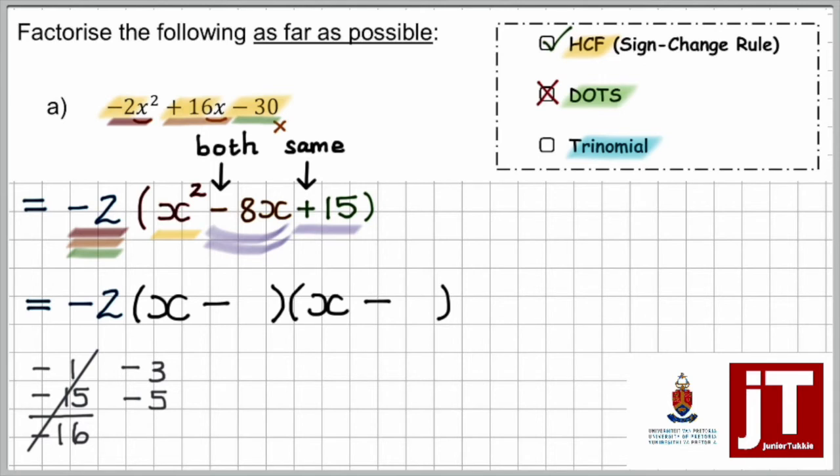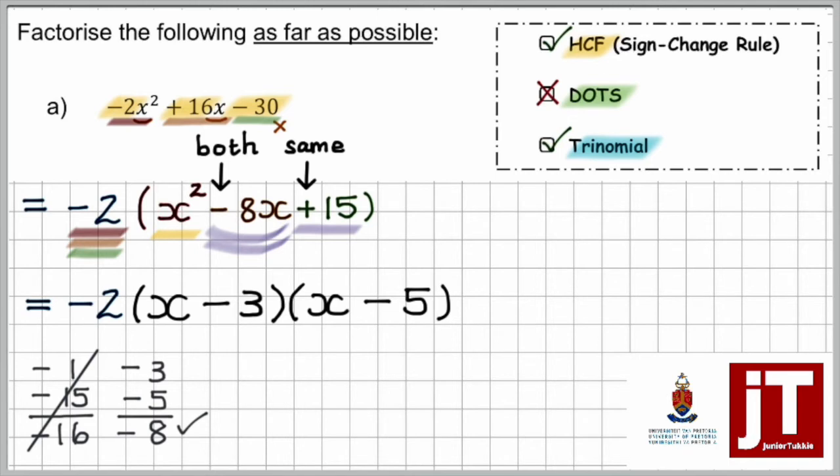Let's try the other set of factors. Negative 3 minus 5 gives us negative 8. So that means that is the set of factors that we're going to use. So we place a 3 and a 5 in our sets of brackets. The order here does not matter because both of the brackets contain a negative sign. At this point, we are done factorizing our trinomial.